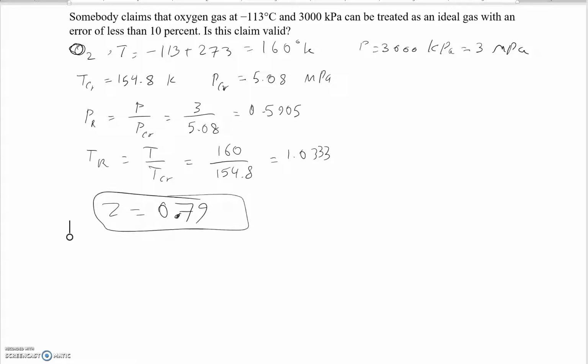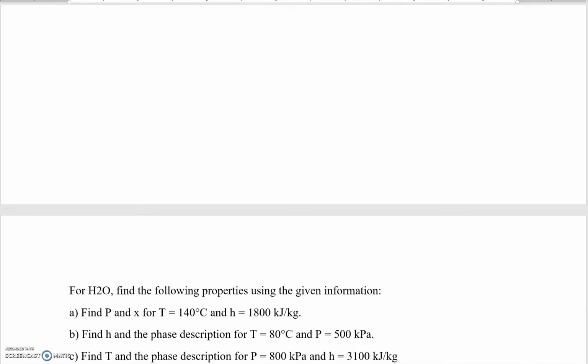which is a huge deviation from a z factor equal to 1, which is the assumption for an ideal gas. Therefore, the claim is not valid, because at this condition the z factor is 0.79, therefore the gas is not ideal. Okay, alright, so that's for this problem, and let's do one more problem, and let me go to the next page.